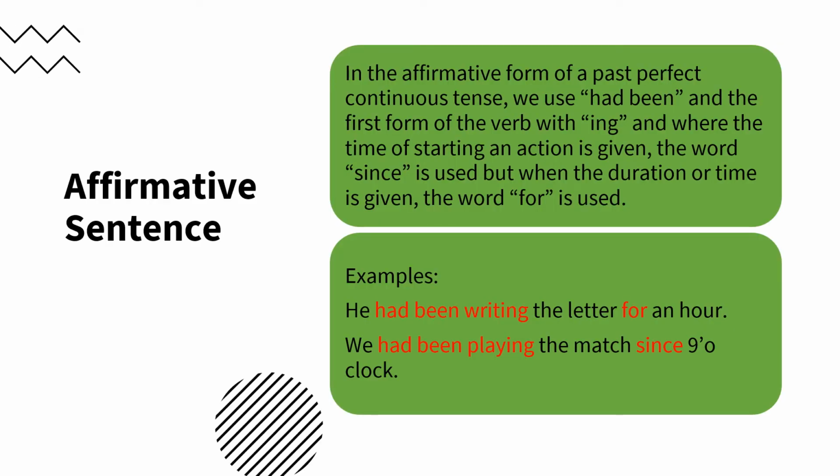Affirmative sentences of past perfect continuous tense. In the affirmative form of past perfect continuous tense, we use had been and the first form of the verb with ing, where the time of starting an action is given. The word since is used, but when the duration or time is given, the word for is used. For example, he had been writing the letter for an hour. We had been playing the match since 9 o'clock.